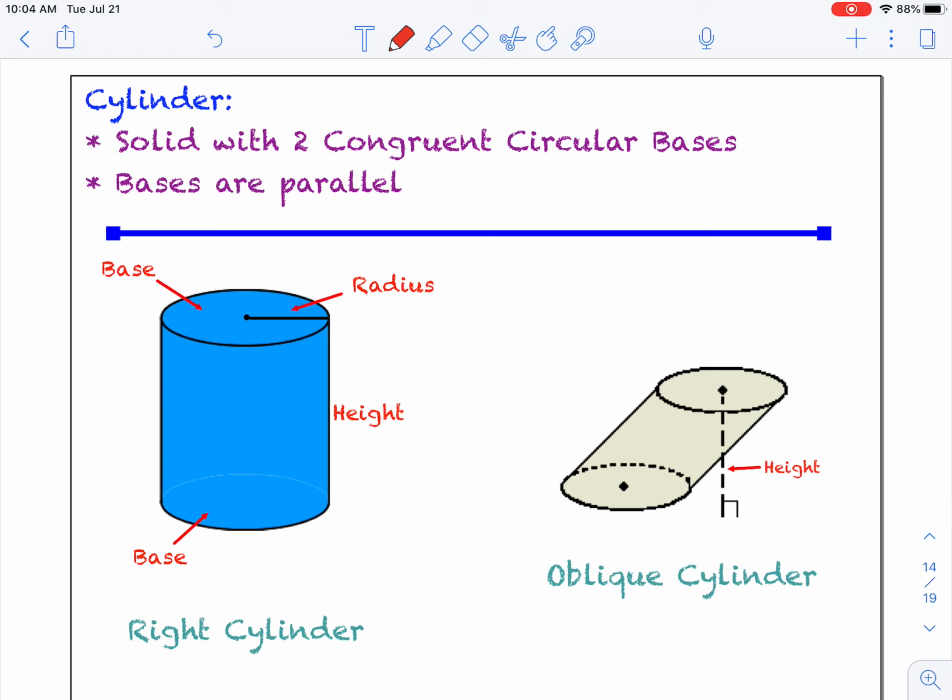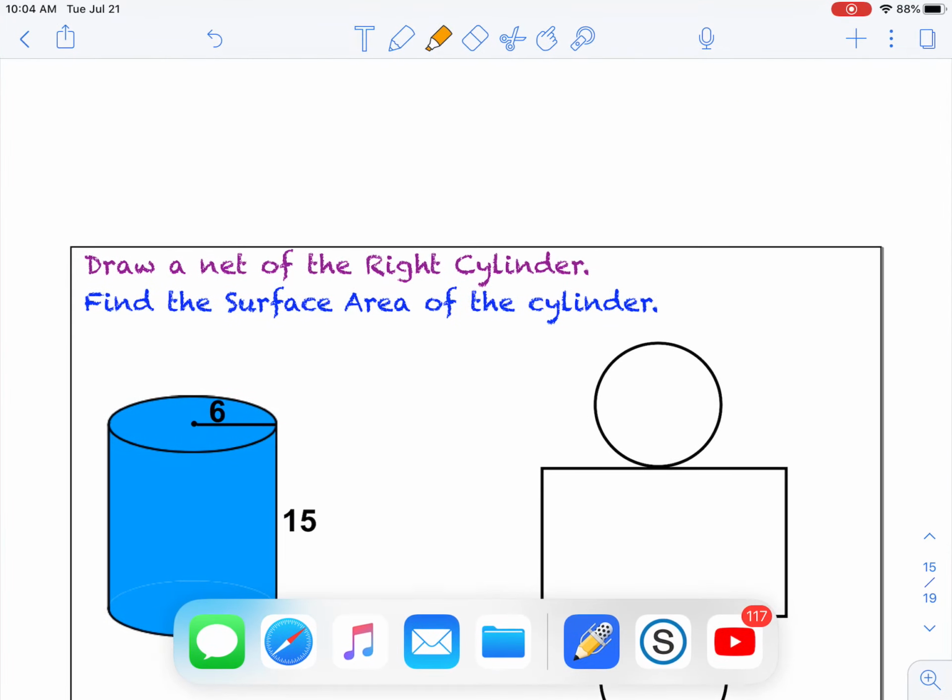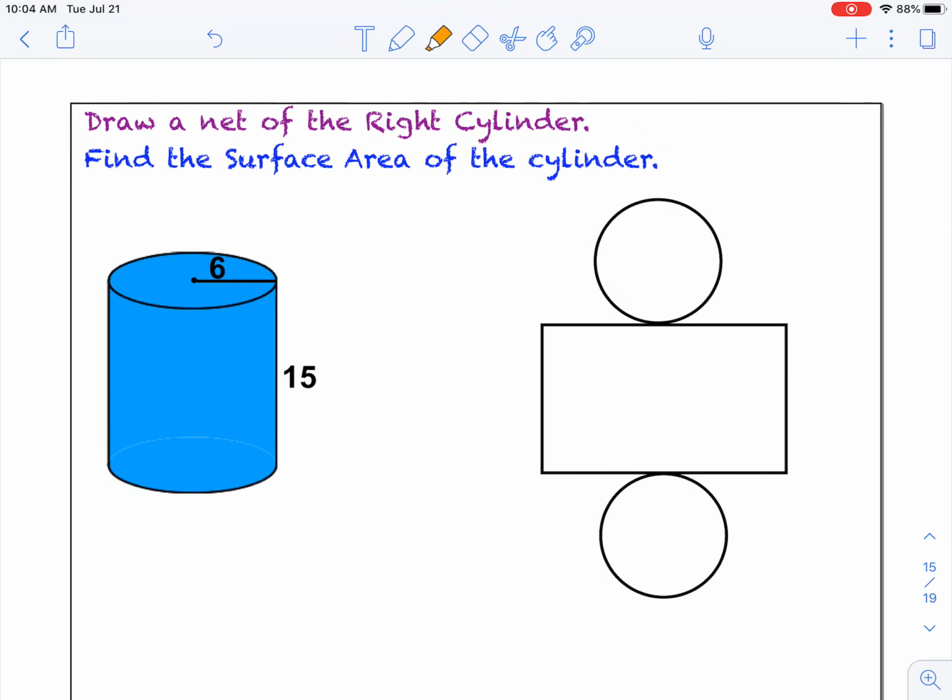Now, cylinders, they're not a polyhedron, okay? But we can kind of look at them the same way we look at a prism. So a cylinder is a solid with two congruent circular bases, and again, the bases are parallel. So you have this as a base, and then you have a base on the bottom. And again, you can have right or oblique, okay? But we're going to focus mostly on the right ones. But again, the difference is your height. Make sure you're always looking for your height, because it turns out if we draw a net of our right cylinder, we have these bases right here, and we know how to calculate the area of the circle.